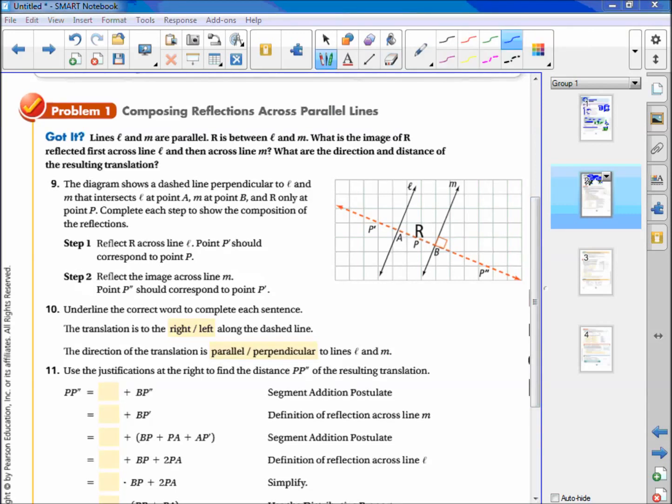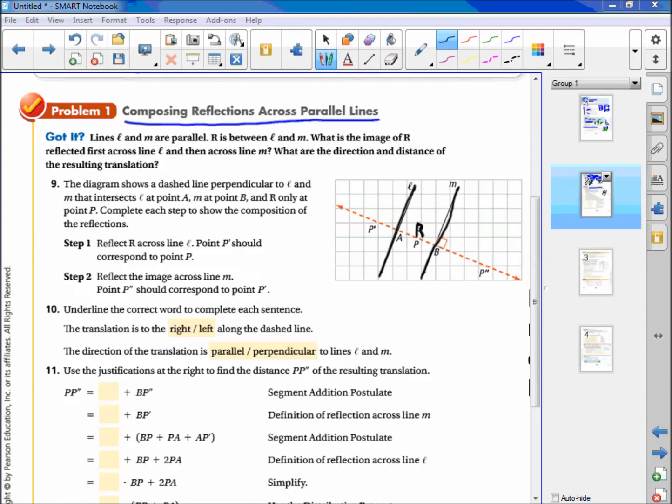In problem 1, we have composing reflections across parallel lines. So this just gives us a little practice doing this. Okay, lines L and M are parallel. So down here on this picture, we are already given that L is parallel to M. And we want to know what is the image of R. So R was just a letter in the middle here.